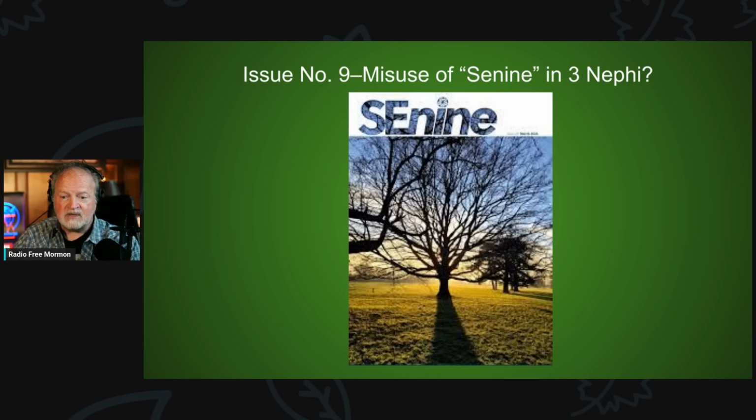Okay, the final issue, the misuse of the word senine in 3rd Nephi. So the only other place that I'm aware of in the Book of Mormon where any unit from the Nephite monetary system gets used other than in Alma 11 is in 3rd Nephi.